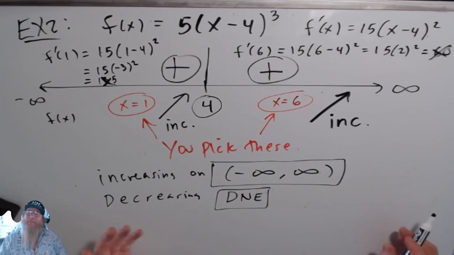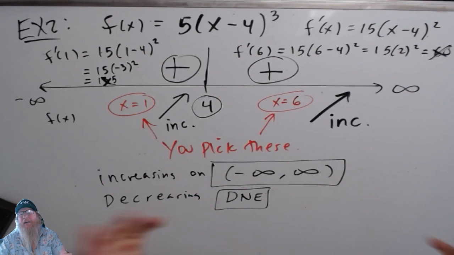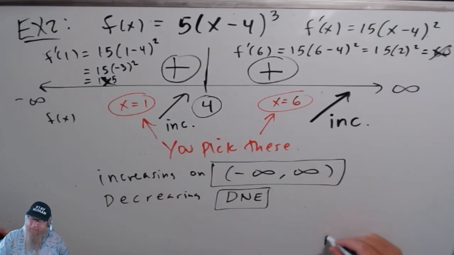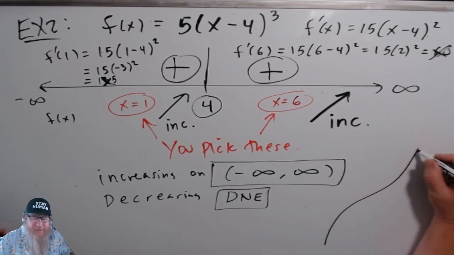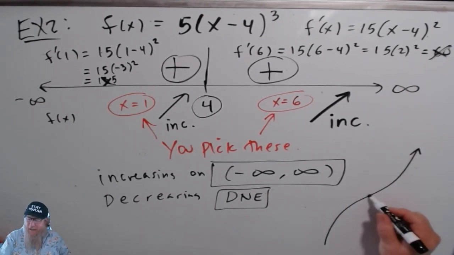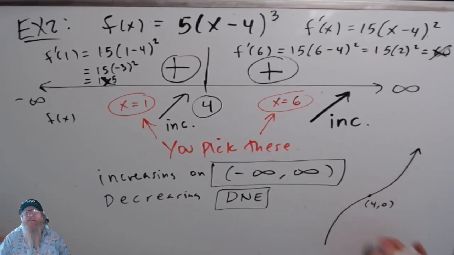It's neither increasing nor decreasing, but we will include it in our answer. We'll say that this function is always increasing. Basically, the graph looks like this. So it has a slight bend at 4. This is the point (4, 0). We'll talk about this later in the second derivative.